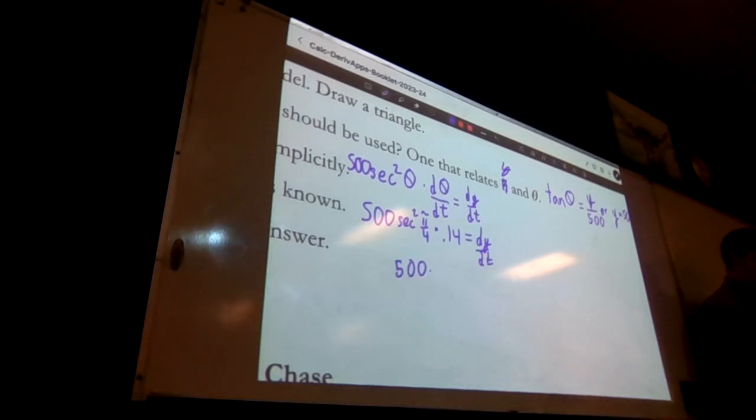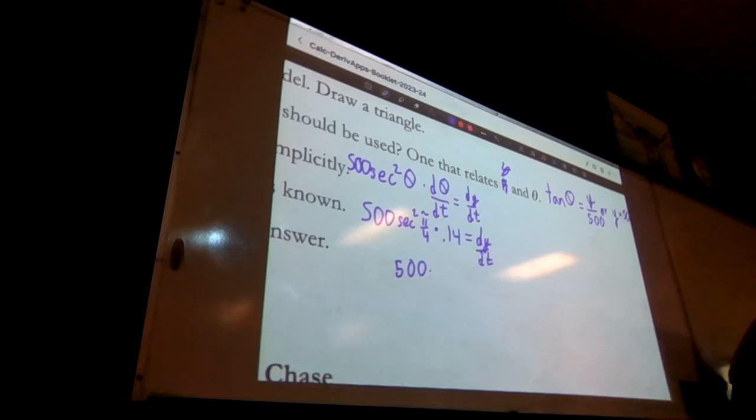No. What's secant? Secant is 1 over cosine. What's the cosine of pi over 4? 1 over root 2 times 1 over root 2 becomes 1/2, becomes 1/4. So it would be 500 times 1/4 times pi of 0.14. Or you can just use your calculator. Either way, both will work.